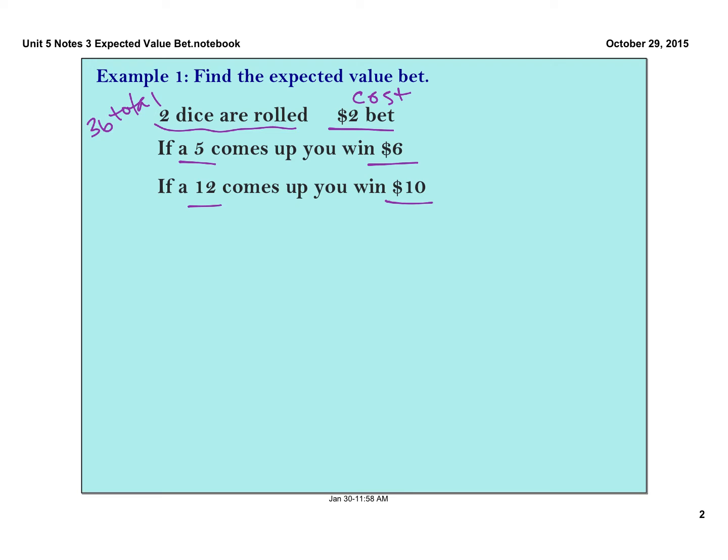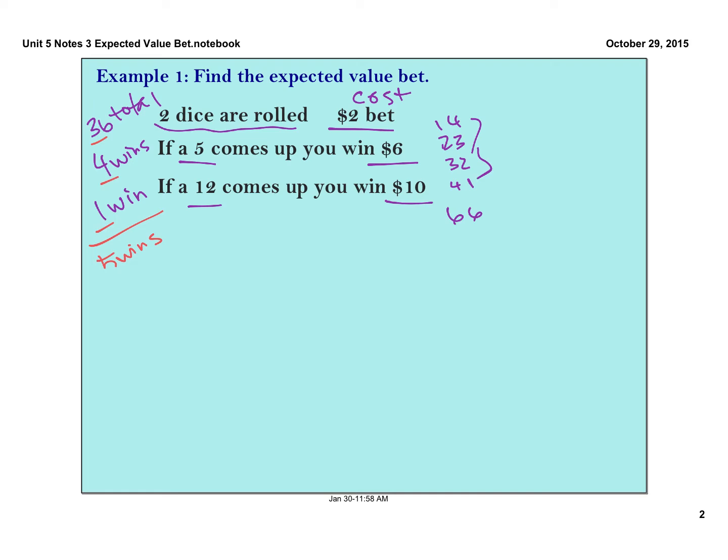Now we have to think of all the ways that you can get a 5 when you roll 2 dice. You could have a 1 and a 4, or a 2 and a 3, or a 3 and a 2, or a 4 and a 1. So that means there are 4 wins. And for the 12, there's only a 6 and a 6. That's it, so there's only 1 win there. You have 36 possible outcomes. You have 4 wins for this one, 1 win for that one, so that's a total of 5 wins.